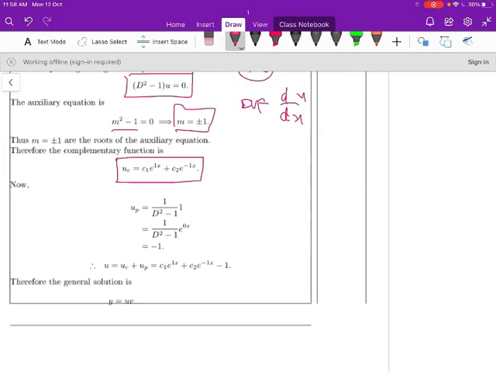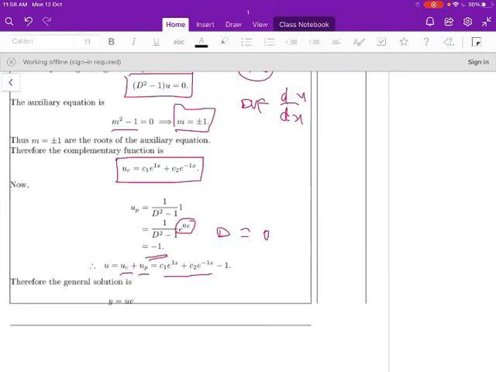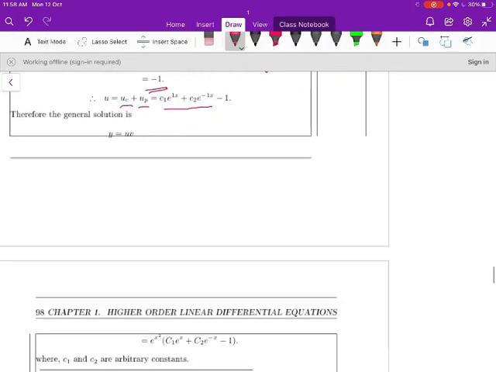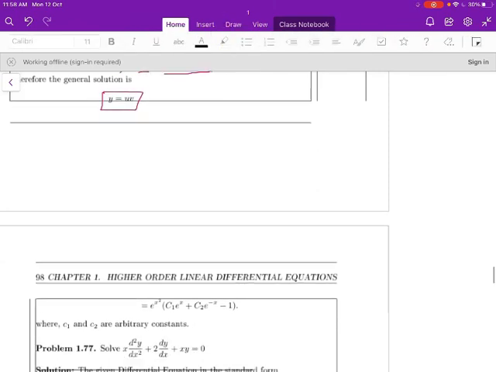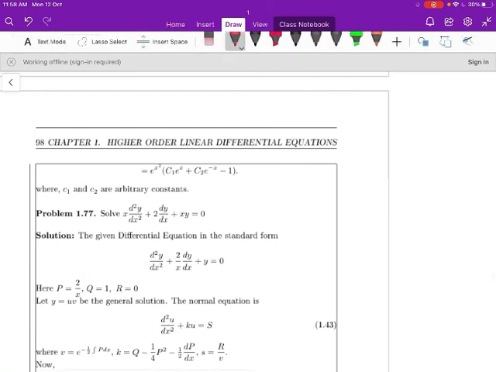Let us move to the particular integral, up is equal to 1 by d square minus 1 into 1. So 1 can be written in exponential form as e power 0x. Take d as 0, that is minus 1. So u is equal to uc plus up, that is c1 into e power x plus c2 into e power minus x minus 1.